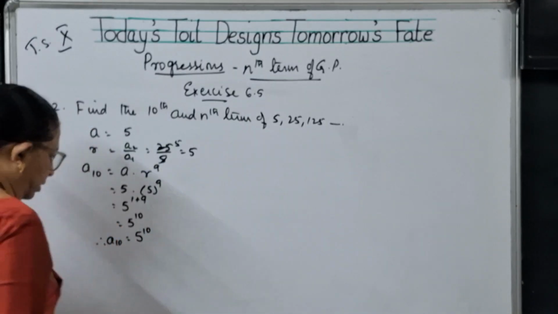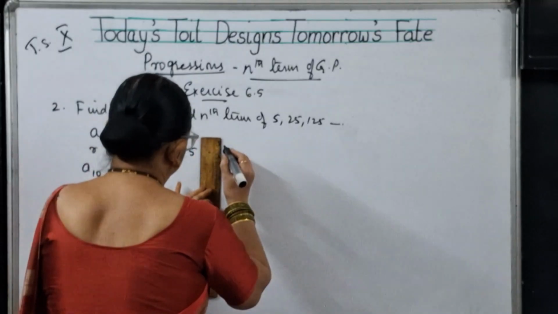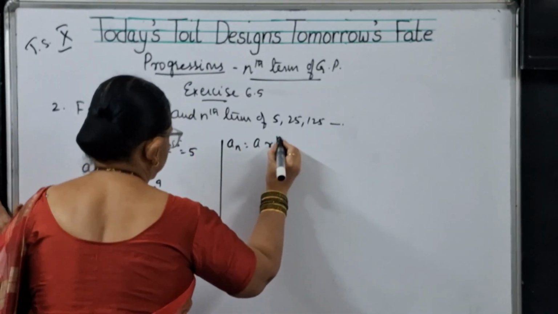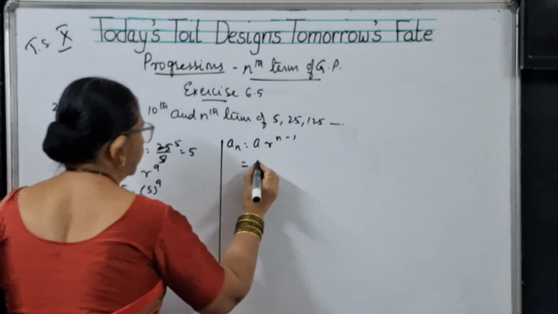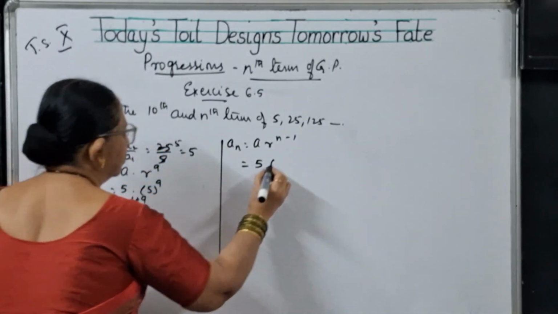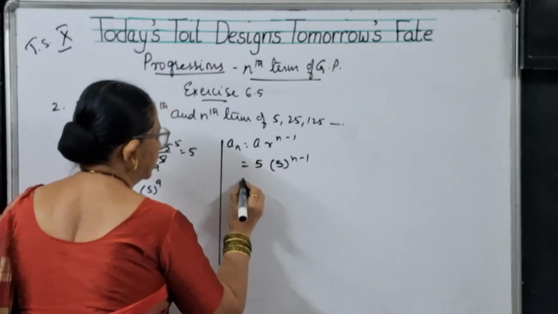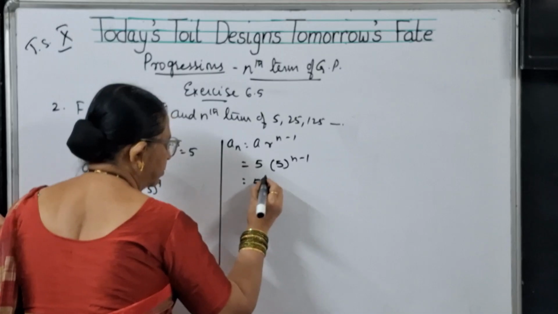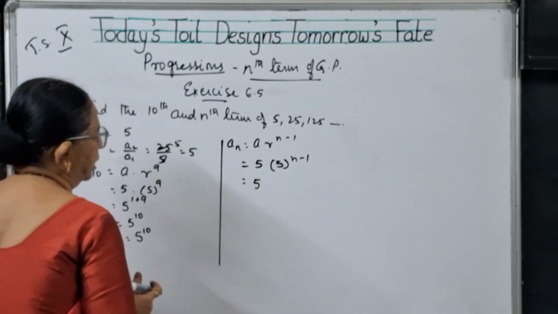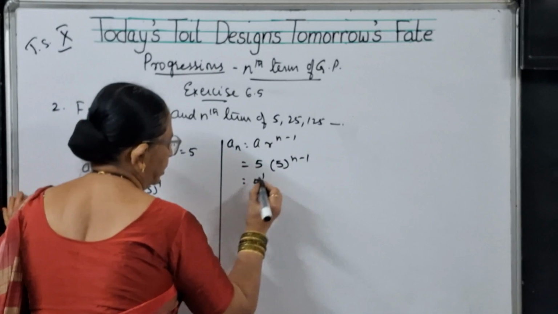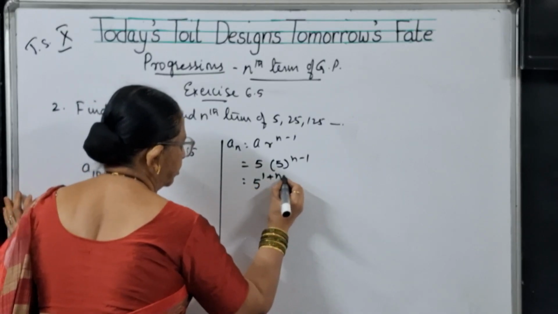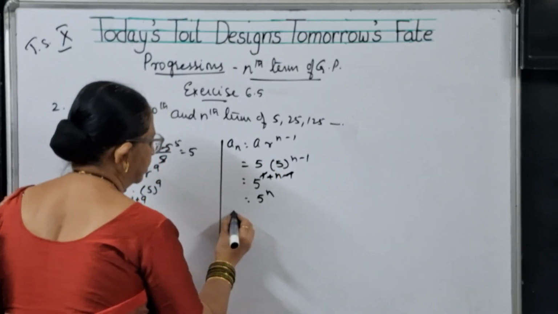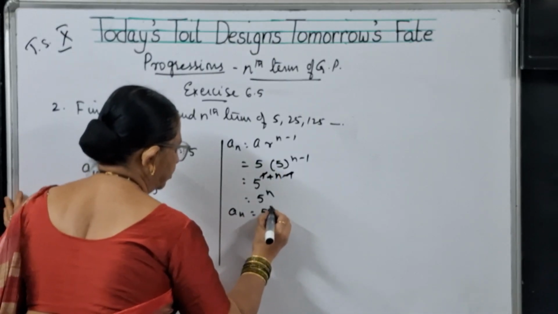Now we need to find out AN. What is AN? AN is equal to A into R to the power of n minus 1. A is 5 into, again R is also 5, to the power of n minus 1. That means 5 into 5 to the power of n minus 1. Bases are same now, so powers should be added. 5 to the power of 1 plus n minus 1. Plus 1 minus 1 will get cancelled, so 5 to the power of n. So an is equal to 5 to the power of n.